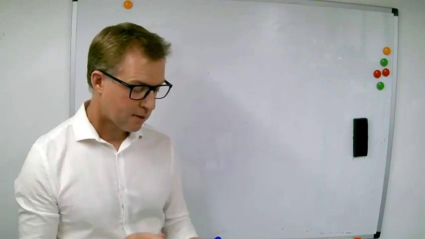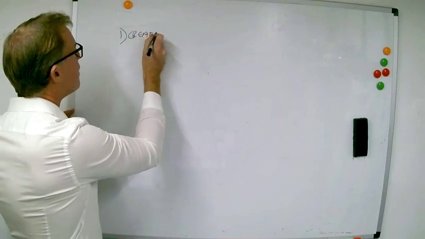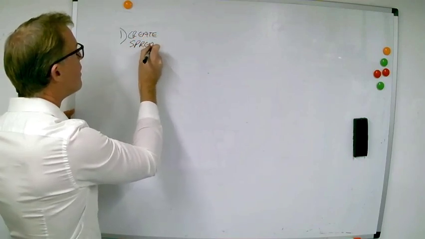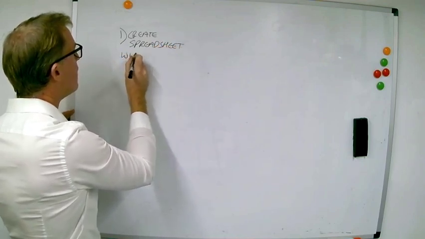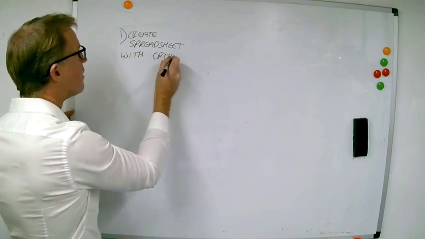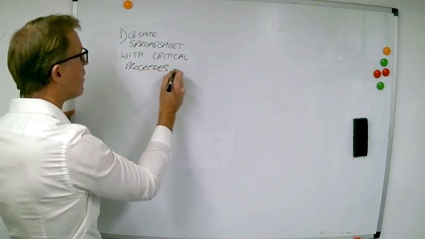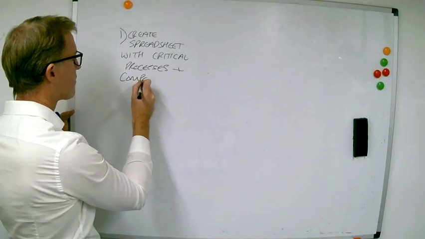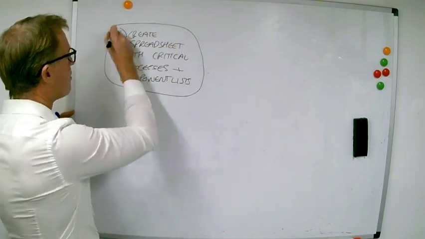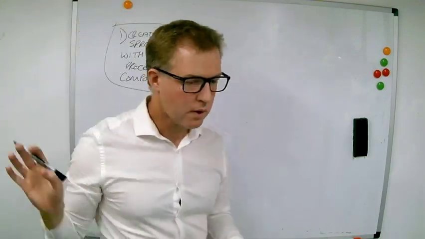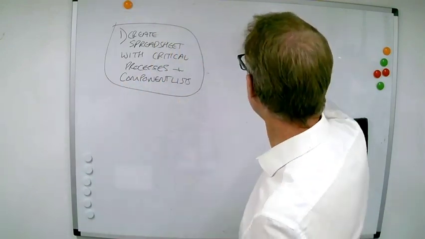So on that basis, step one, create your spreadsheet with the critical processes plus the component lists. Now, at the moment, obviously component lists are blank. What we're saying with that is just that you've got a tab per business critical process. Step two.